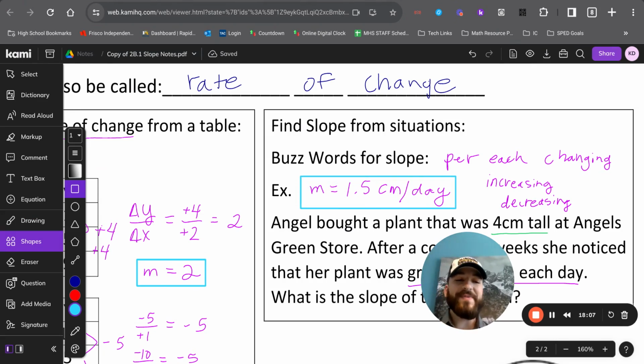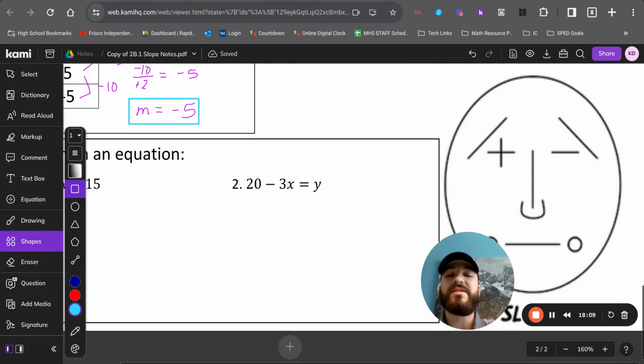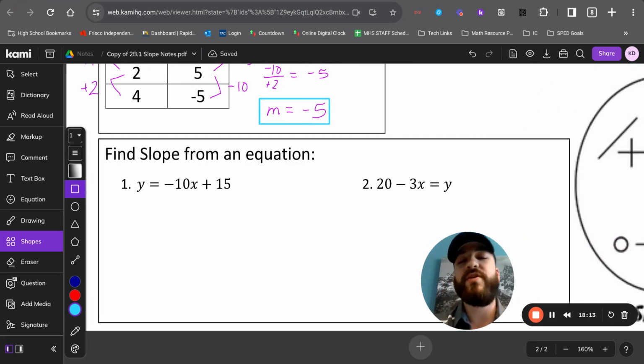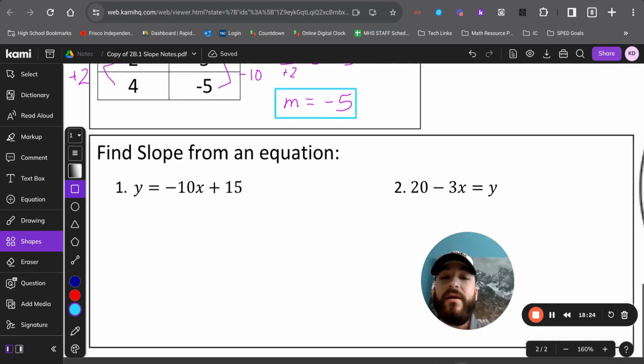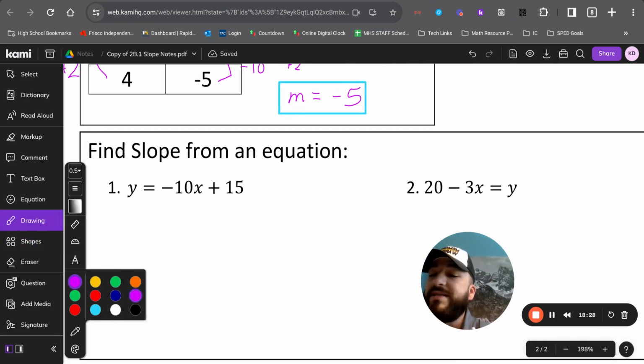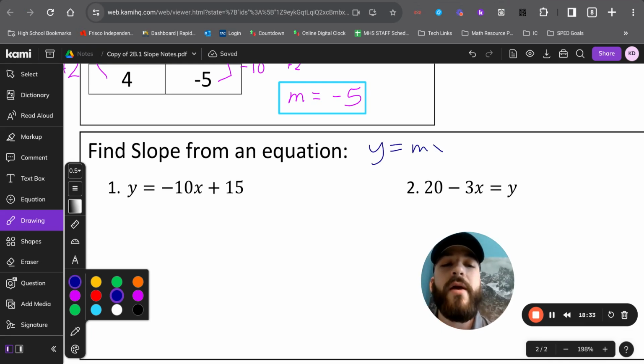Okay, last but not least, the last thing we're going to talk about with slope is identifying slope from an equation. When we're identifying slope from an equation, the first thing we want to do is identify what type of equation it is. So looking at this equation here, we have y is equal to negative 10x plus 15. The most common equation we're going to run into is that slope-intercept form that we talked about earlier, y equals mx plus b. And just as a reminder, slope is that m variable.